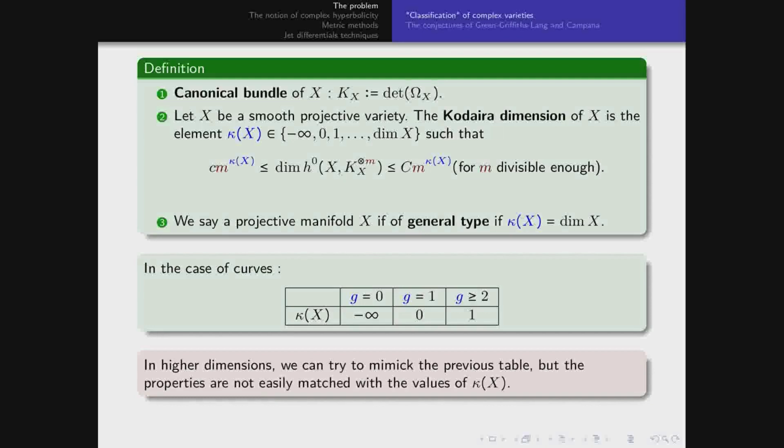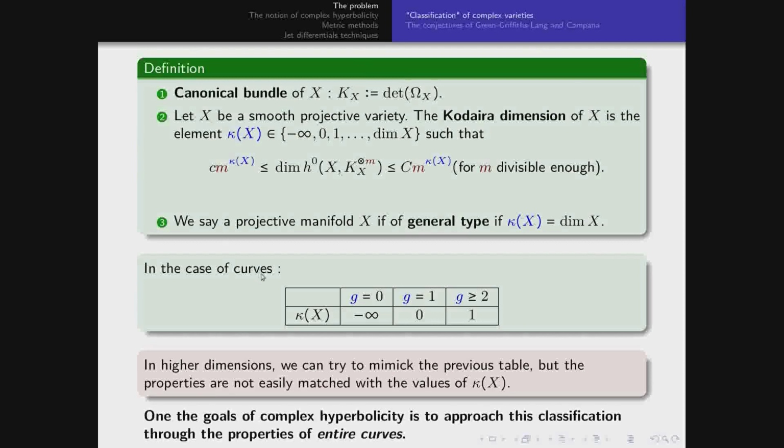And what I would like to explain now is a sort of alternative way to try to relate arithmetic properties, for example, of varieties and the proper algebro-geometric properties of their canonical bundle. So it's a different way which is related to Campana's theory of orbifolds. So that's what I'm going to explain now. And let me just say that the goal that we will follow is to relate the classifications of complex varieties to the properties of the entire curves you can put on them.